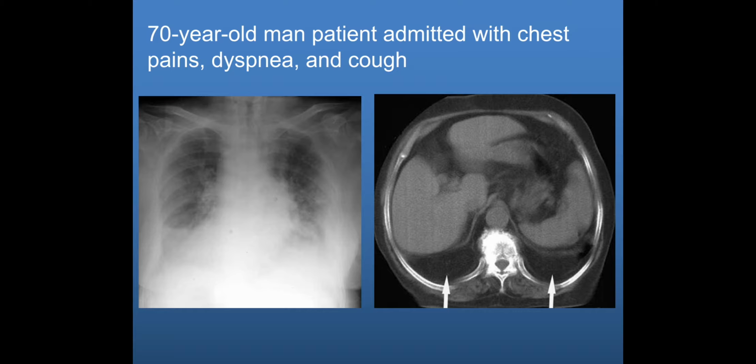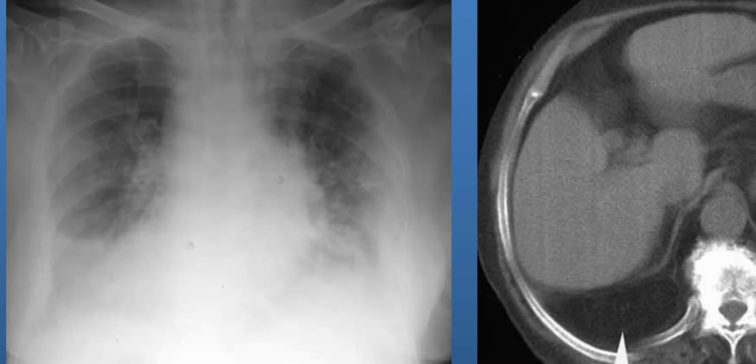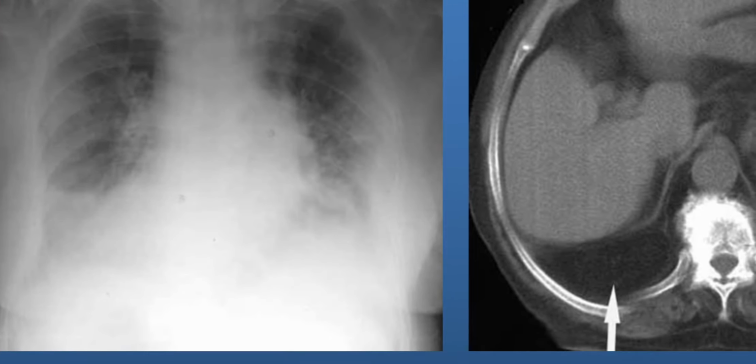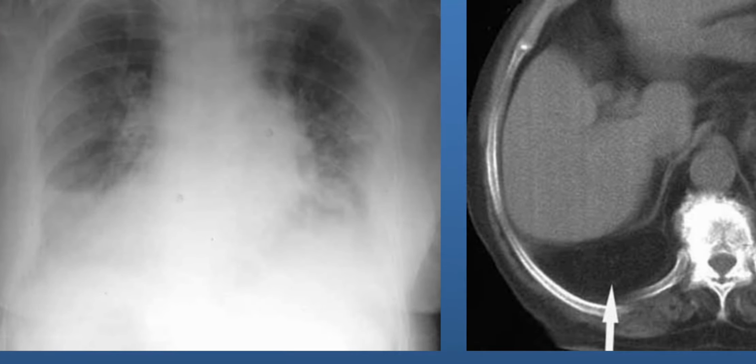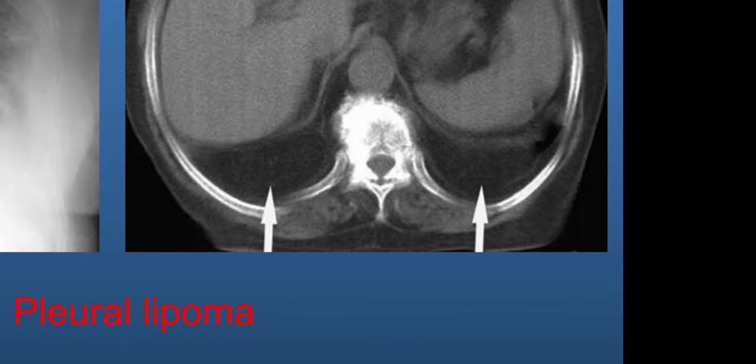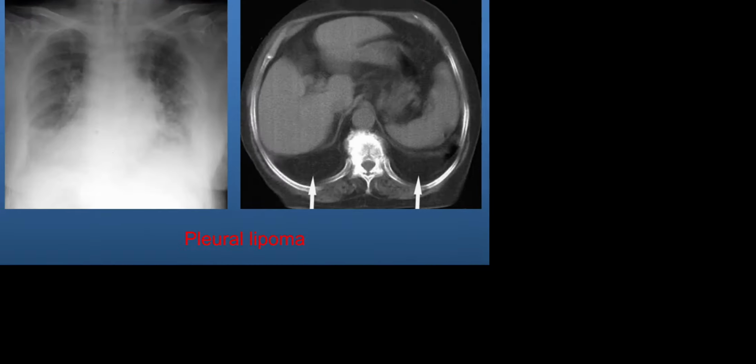A 70-year-old man admitted with chest pain, dyspnea, and cough. By chest X-ray there is bilateral haziness on the lateral or peripheral part of the chest, pleural based, and CT shows these two masses posteriorly, which are pleural lipomas.